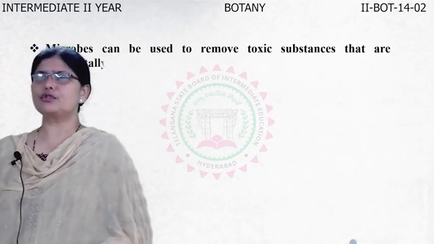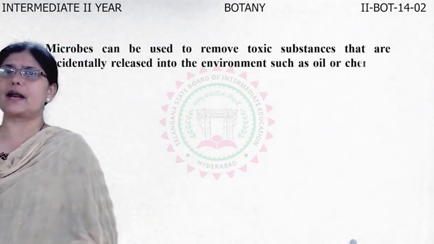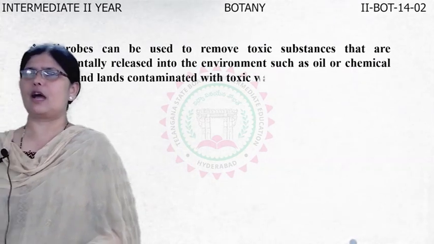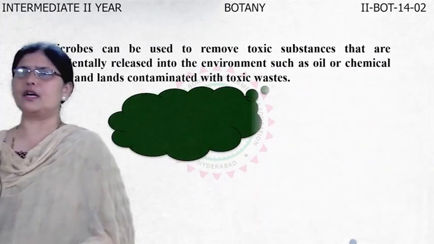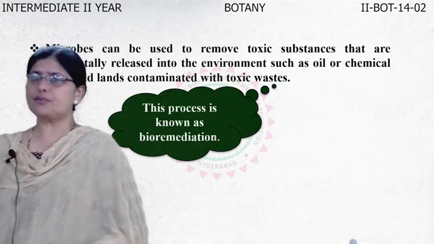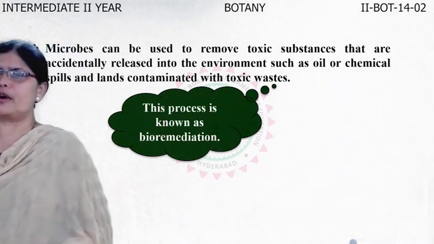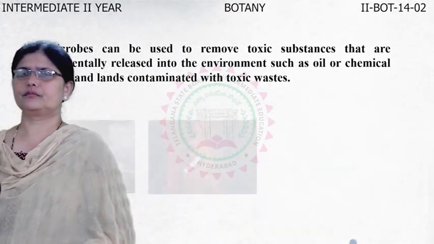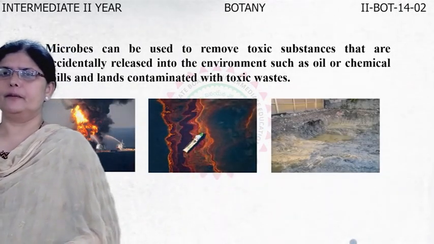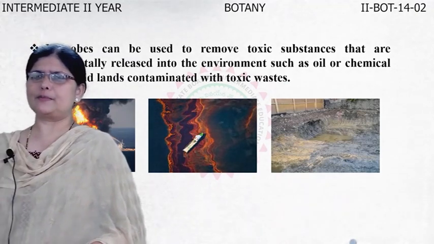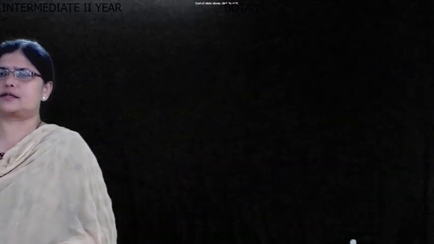Microbes can be used to remove toxic substances that are accidentally released into the environment, like oil, chemical spills or lands contaminated with toxic waste. This process is known as bioremediation. You can see in the picture the oil spills or the chemical spills and the toxic waste.